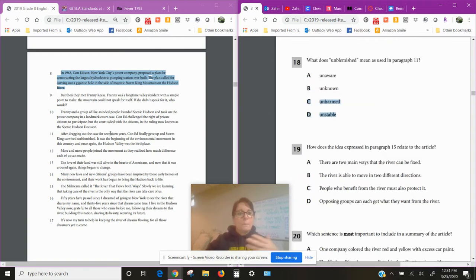So now we go back to 11. So now it says that ComEd finally gave up and Storm King survived unblemished. So since they gave up, they didn't put the gigantic hole in the middle of the mountain, and it stayed majestic. So of these two choices, unharmed and unstable, which one is going to be the best choice? Since they didn't put the hole in the mountain, it's still stable, correct? And it also hasn't been harmed.